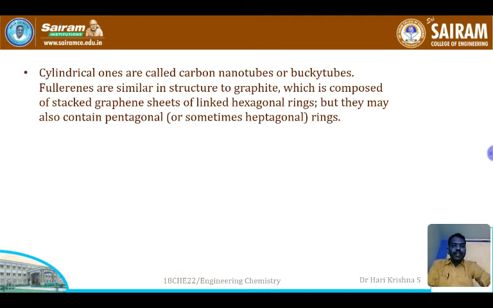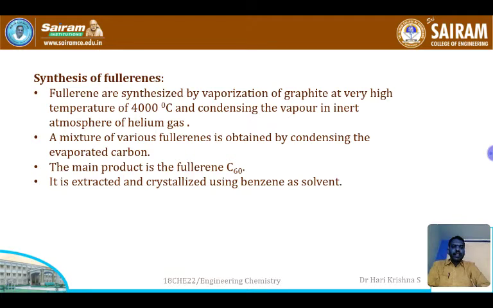Now let us see how these fullerenes are synthesized. Fullerenes are synthesized by vaporization of graphite at very high temperature, nearly 4000 degrees Celsius. When you condense these vapors of graphite in an inert atmosphere, that is in helium gas, we get a mixture of various fullerenes. It might be C60, C68, C70, C80. The main product is carbon 60. We extract it and crystallize using benzene solvent. So the main ingredient to get fullerene is nothing but graphite. Graphite is heated at 4000 degrees Celsius, we get a mixture of fullerenes, the main compound is carbon 60, and we extract it with benzene and crystallize it.